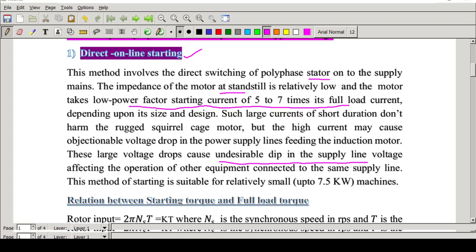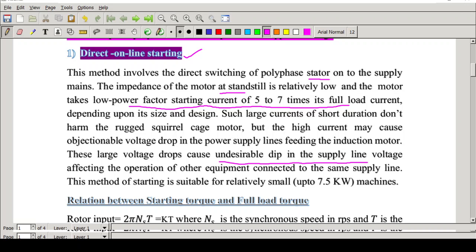So due to this high starting current, maybe the squirrel cage induction motor will not have any problem, but the other equipments can be affected. See, this can be noticed during very peak load time. Suppose when you are switching on the refrigerator, inside the refrigerator we have an induction motor. At the instant when this induction motor gets started, you can see that there will be some flickering of the bulb.